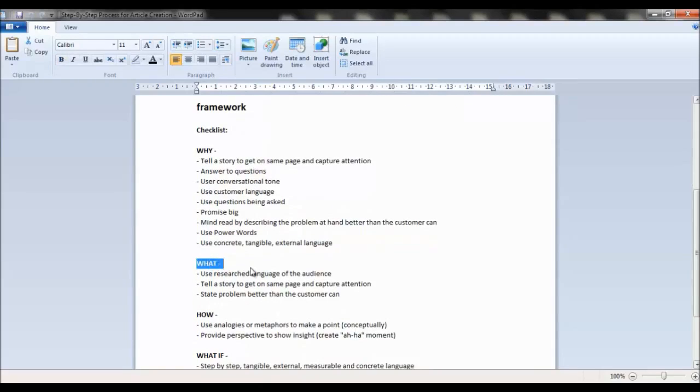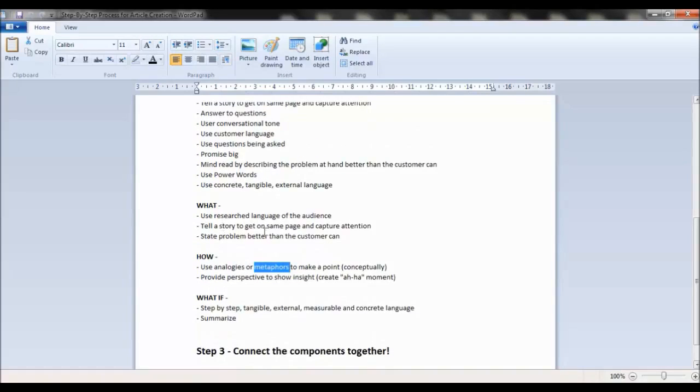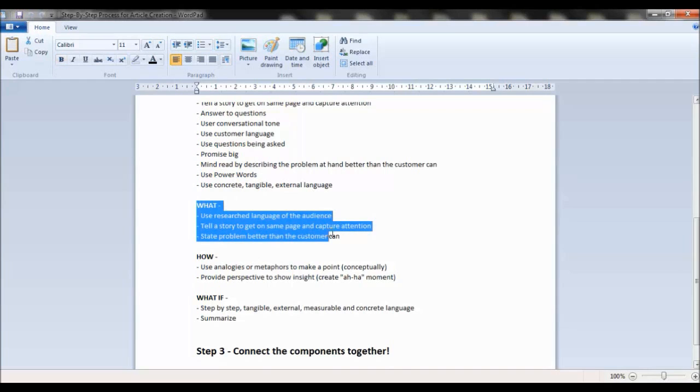And for what, which is getting on the same page by describing problems, use the research language of the audience. And you want to tell a story to get on the same page and capture attention and state the problem better than your customer can themselves. Okay? So you can tell that a couple of these overlap, but that is okay because this specific section is to get on the same page with your audience. And if it overlaps and you talk about similar things, that is okay.